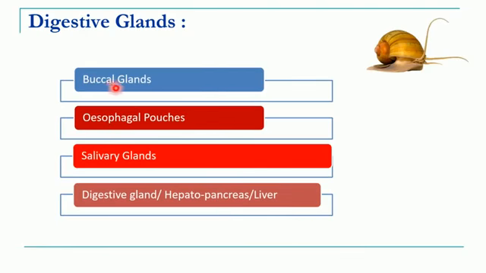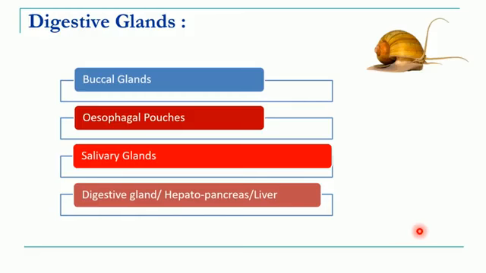The first one is known as buccal glands. The second type of gland is called esophageal pouches. The third glands are known as salivary glands, and the fourth glands are known as digestive gland. They are also referred to by another name, like hepatopancreas, or commonly as liver. So let's study each one of them.